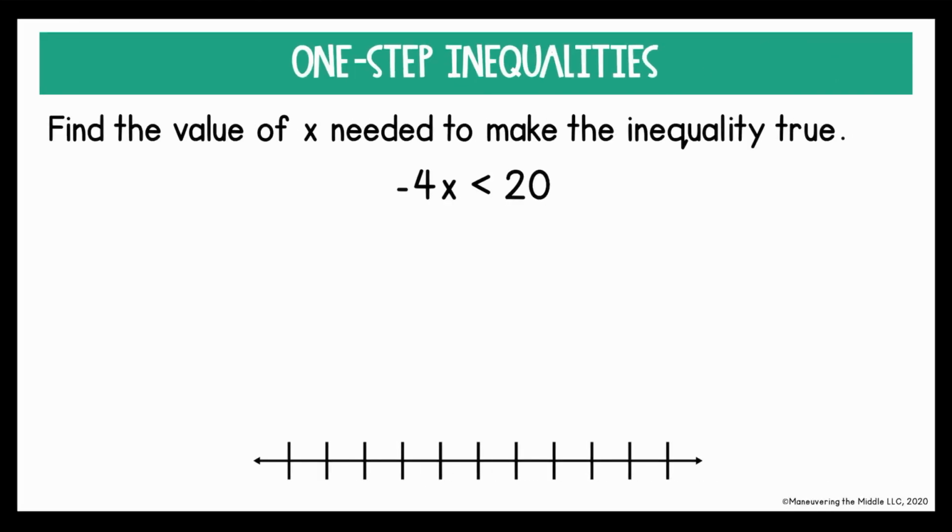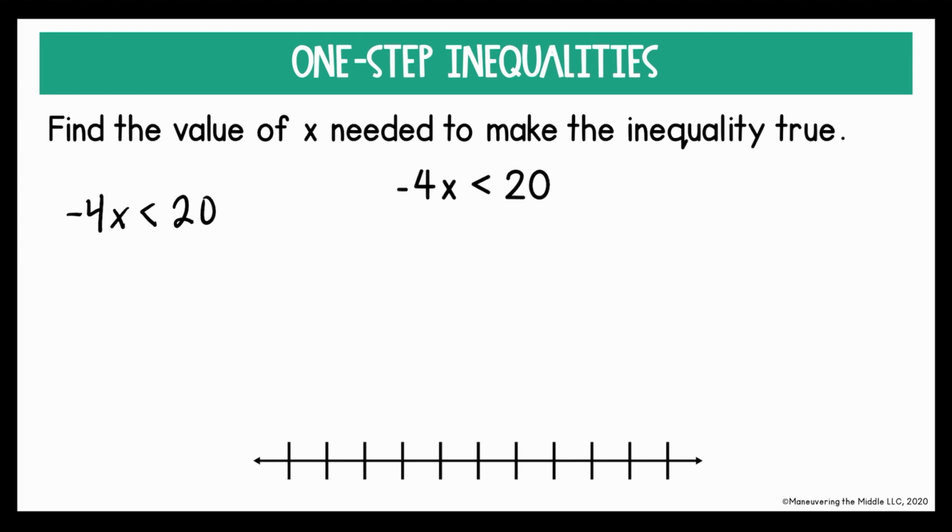We want to find the value of x needed to make the inequality true. So here we have negative 4x is less than 20. So remember I said we are going to flip the sign. I'm going to show you why here. So let's go ahead over here and look. Negative 4x is less than 20.